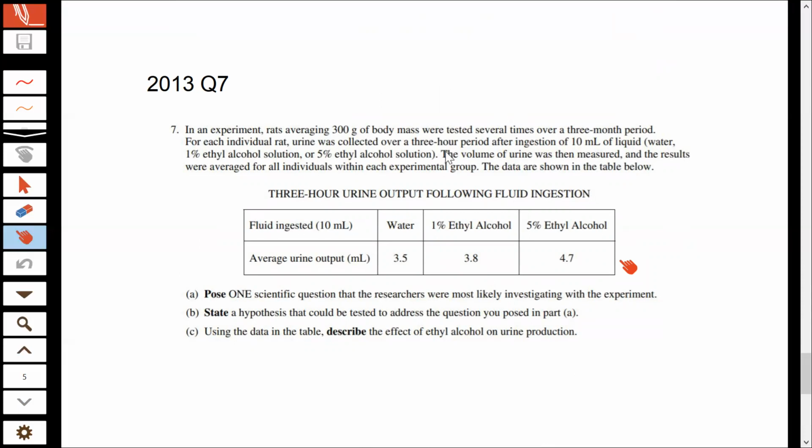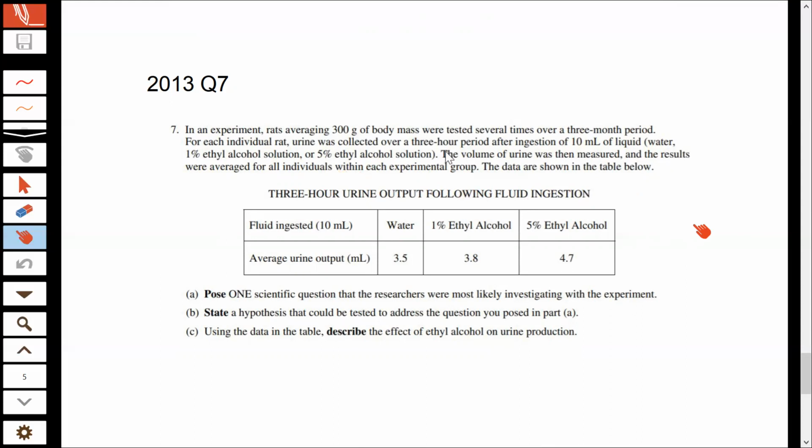And it says here, in an experiment, rats averaging 300 grams of body mass were tested several times over a 3-month period. For each individual, urine was collected over a 3-hour period after ingestion of 10 milliliters of liquid: either water, 1% ethyl alcohol solution, or 5% ethyl alcohol solution. The volume of urine was then measured, and the results were averaged for all the individuals within each experiment group. The data is shown in the table.